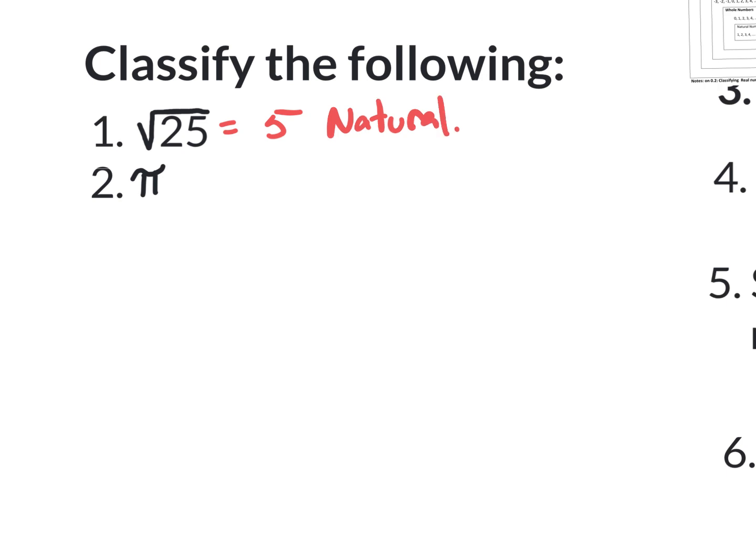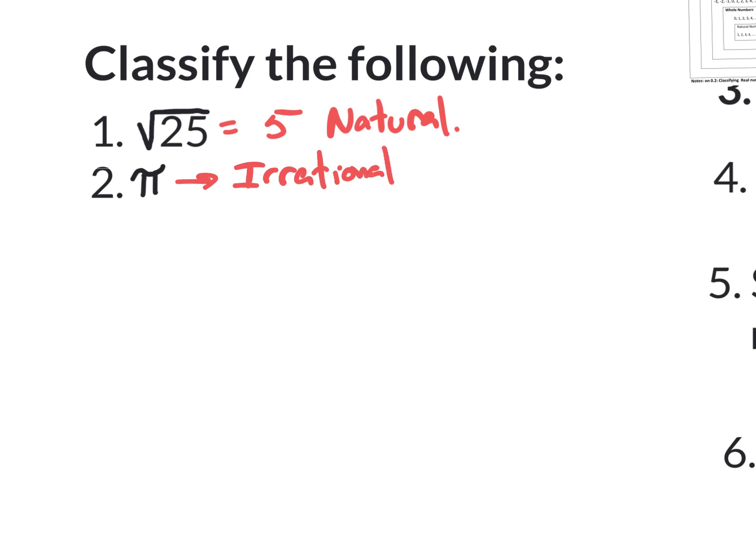Okay. Now notice that the instructions say classify. It doesn't say state all the groups that it belongs to or select all the following that it belongs to. Right here it's just classify. So pi, we know that pi is a crazy decimal, so that continues forever, that has no pattern. So that's what we call irrational.